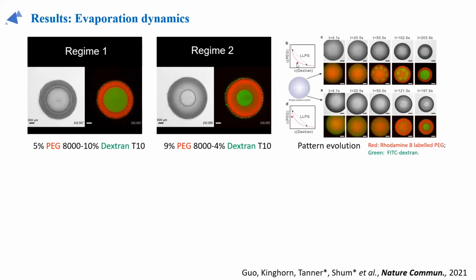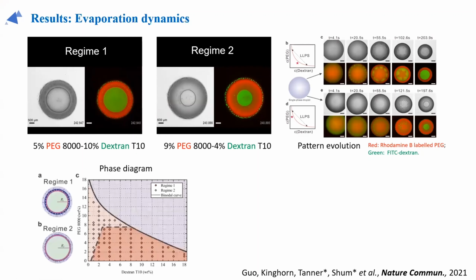If you have something like in here, in the middle between PEG and dextran, then you can go through regime 1. But if you, for example, have a higher PEG concentration and lower dextran concentration, then you can form in this regime 2. In this case, the red part is the rhodamine B labeled PEG, and the green part is the FITC dextran.